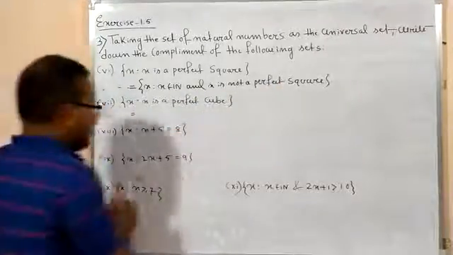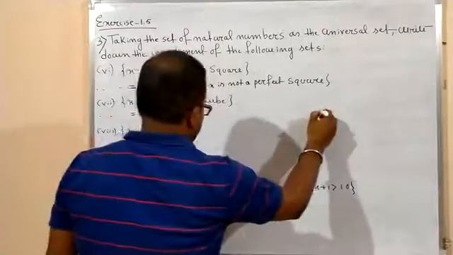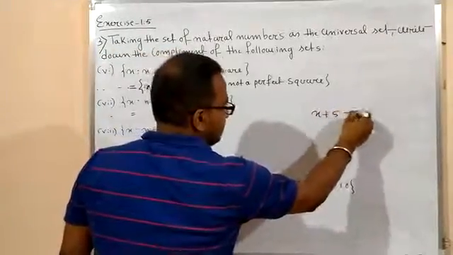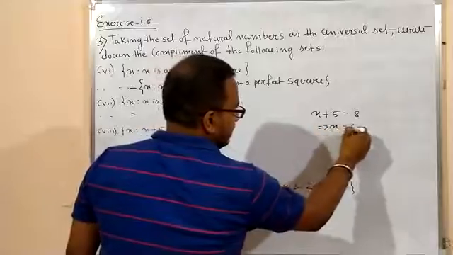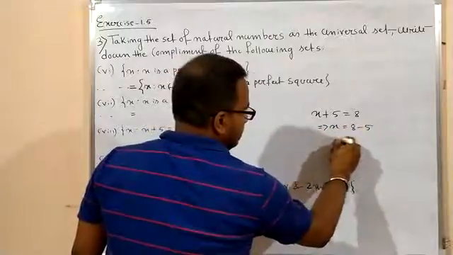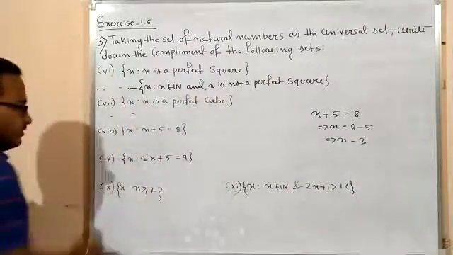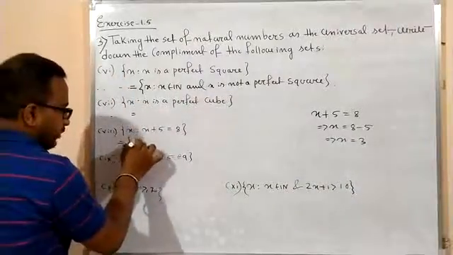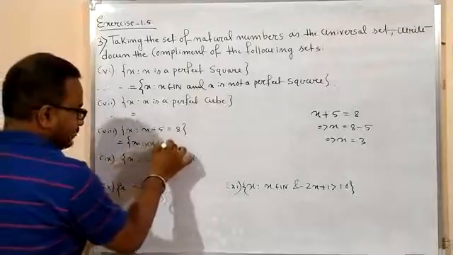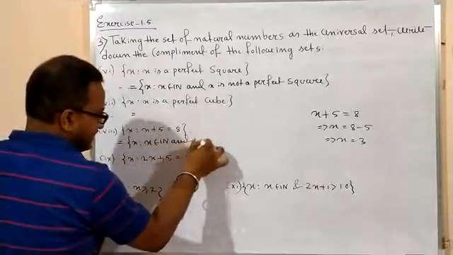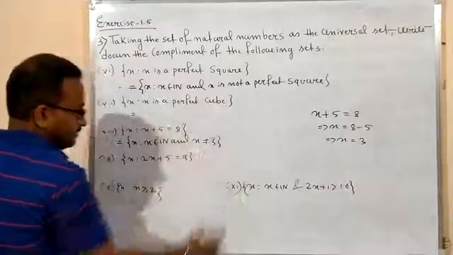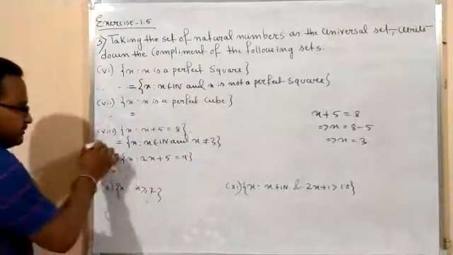Now, first of all, you have to solve it. The value of x. What will be the value of x? Because x plus 5 is 8. So x equals to what? 8 minus 5. That means x equals to 3. That means you have to exclude 3 from the set. Okay? So it is the collection of all x such that x belongs to N and x is not equals to 3. Done. Now you just write it here.